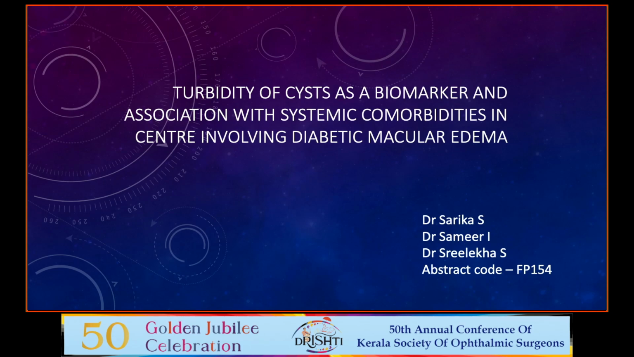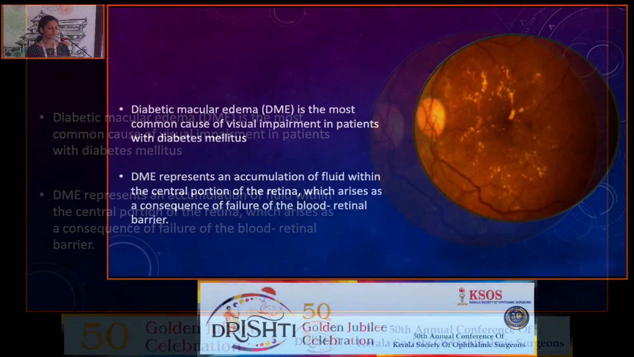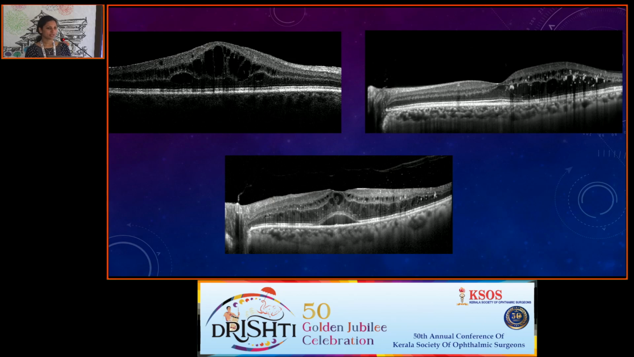Good morning. My paper is on turbidity of cyst as a biomarker and association with systemic comorbidities in center involving diabetic macular edema. Diabetic macular edema is the most common cause of visual impairment in patients with diabetes mellitus, and it represents an accumulation of fluid within the central portion of the retina, which arises as a consequence of failure of blood-retinal barrier. These are the OCT patterns of diabetic macular edema.